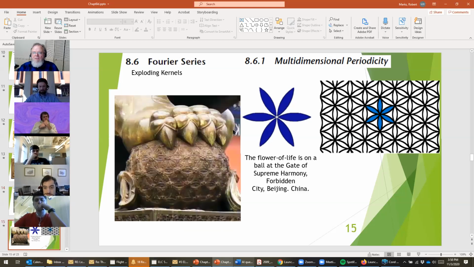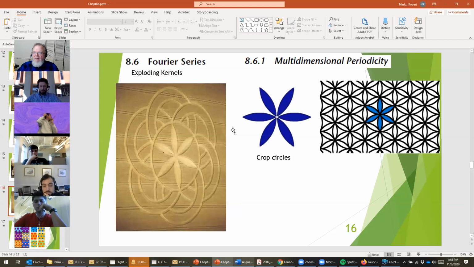It also was used in China, for example. Has anybody been to the Forbidden City in Beijing? It's just a majestic place, and they have all sorts of statues. And you can see here, I believe it's a dragon, and he has his foot on this ball, which is inscribed with the flower of life. So the flower of life is rather ubiquitous in culture and architecture.